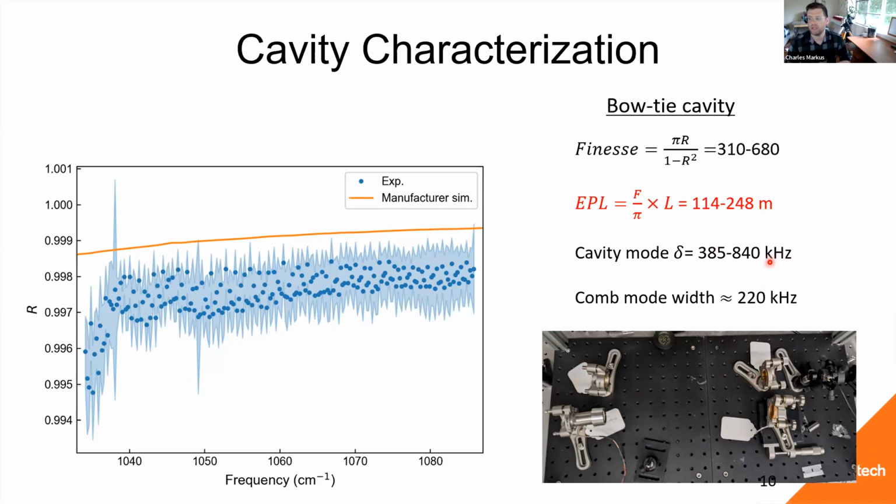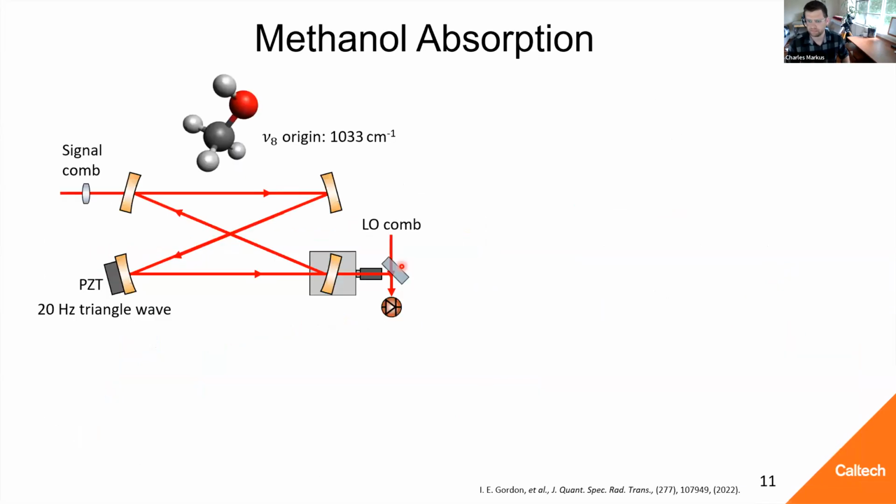The finesse also gives us our cavity mode width, which is on the order of 400 to 800 kilohertz, which is larger than the mode width of our laser, which is estimated to be about 220 kilohertz. And so this also tells us that it is appropriate to use the line width of these transmission features to determine the reflectivity of the mirror, as well as the fact that we have good mutual coherence between the comb and the cavity.